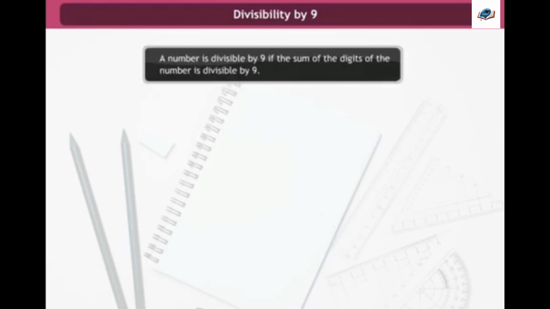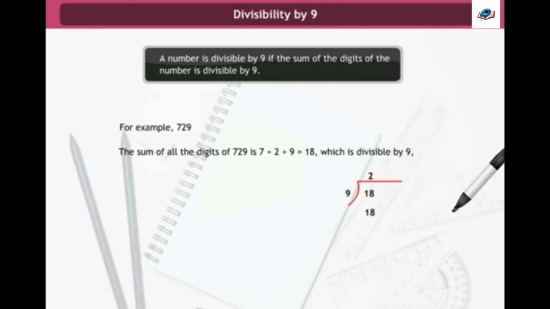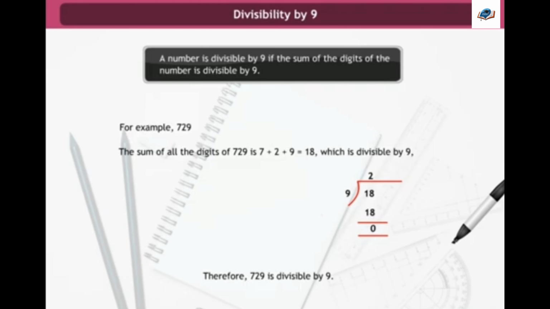Divisibility by 9. A number is divisible by 9 if the sum of the digits of the number is divisible by 9. For example, 729. The sum of all its digits is 18, which is divisible by 9. Therefore, 729 is divisible by 9.